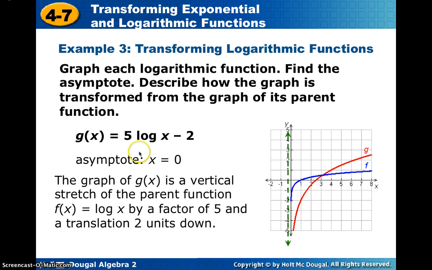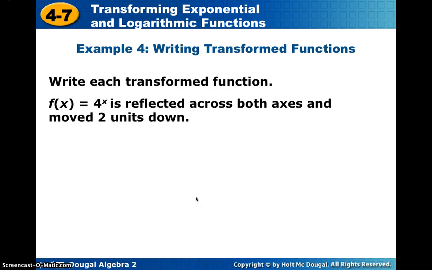And the 5 in front is a stretch. So we have a vertical stretch of 5, and then the -2 is a shift. It's been translated 2 units down. Let's see if we can now write our transformation if they tell us how to change it.